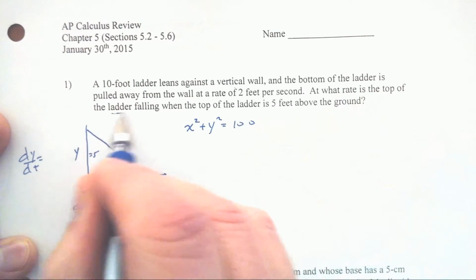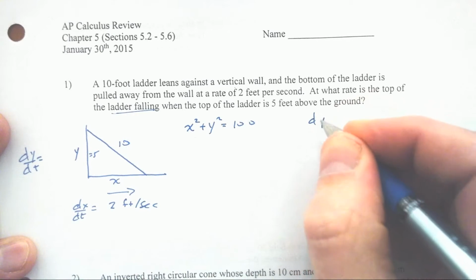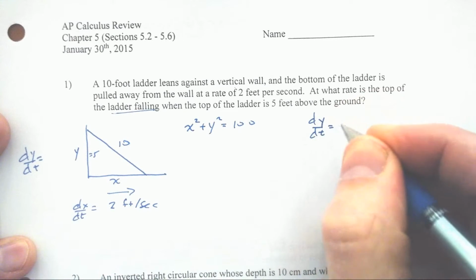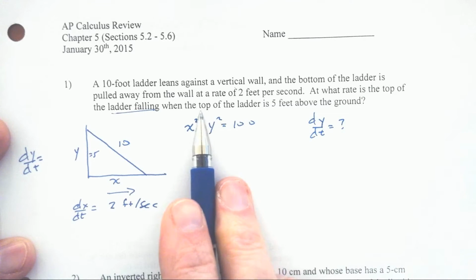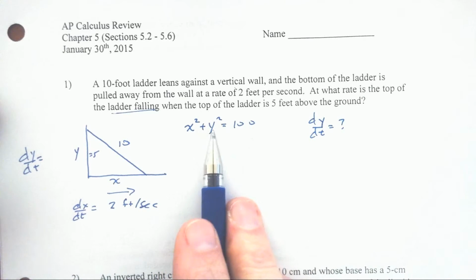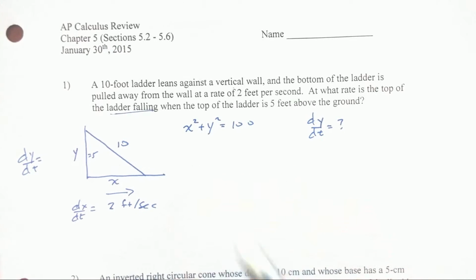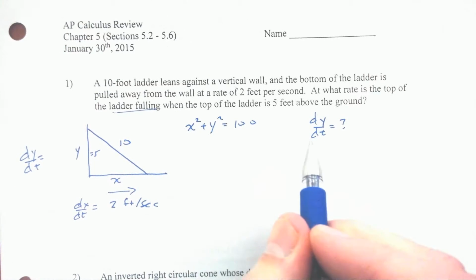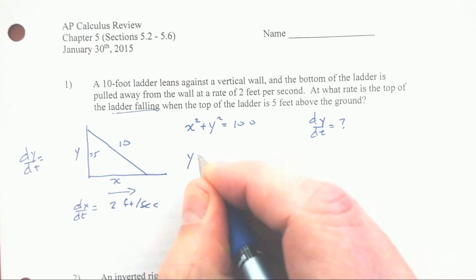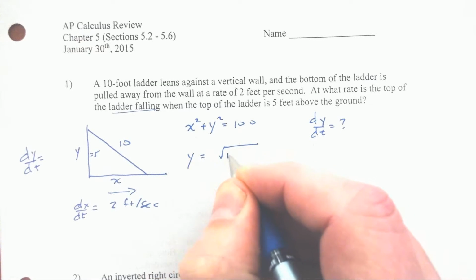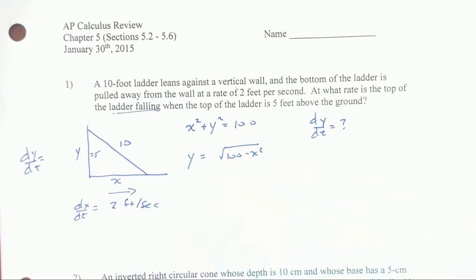At what rate is the top of the ladder falling? I want dy/dt. Therefore, I'd like an equation with y in it. Ideally, maybe I'd like it solved for y if that's convenient. Do you have to do that? Nope, don't have to do that. Maybe it's easier not to in some cases, but I'm going to go ahead and solve for y. So I get y is the square root of 100 minus x squared. When I take the derivative of this, let's just forecast and see if it's worth doing.